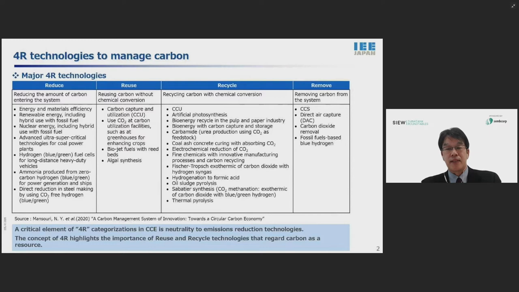So in this sense, the concept of circular carbon economy brings us very important implications for our climate actions. I believe these technologies like reuse and recycle have been developed for many years, but in my opinion, the value of those technologies has not been properly appreciated until recently. Could you go to the next?